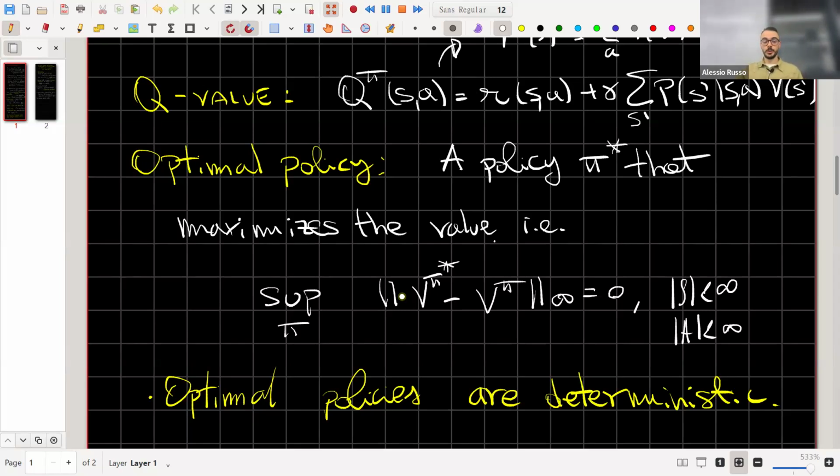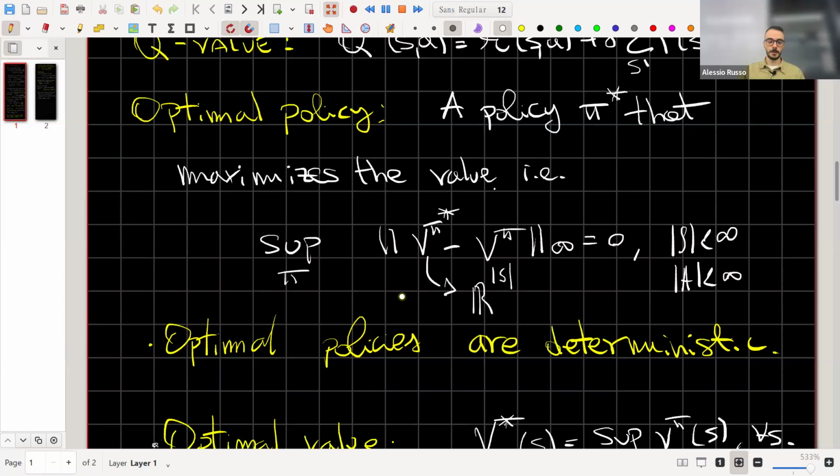So the idea also in the proof that we will look at today is to see the values as vectors in the state space. So these values are vectors in R to the power of the size of the state space. Each entry of this vector represents one value for a specific state.